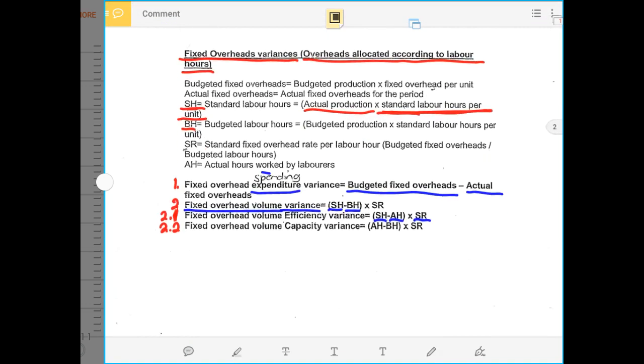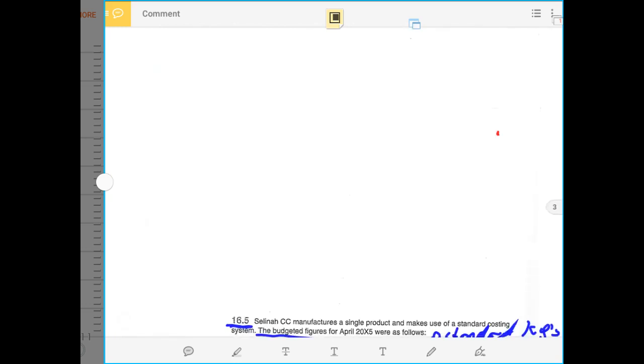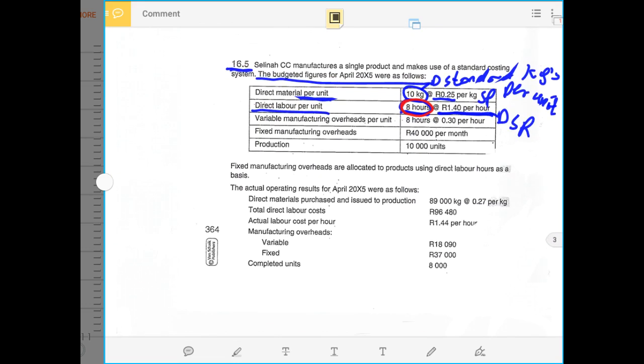Then after we go to the next part in the question, which in the standard information is the variable overhead variance per unit. That will be 8 hours at 30 cents per hour, meaning the 8 hours once again is the standard labor hours per unit, and the 30 cents, although they were supposed to have written an R there to show that this is in rands, is per hour, which is the predetermined overhead rate, which is based on the direct labor hours.